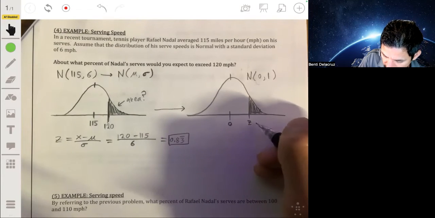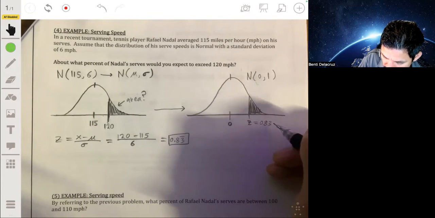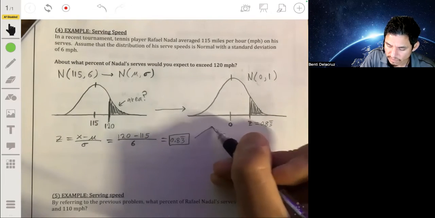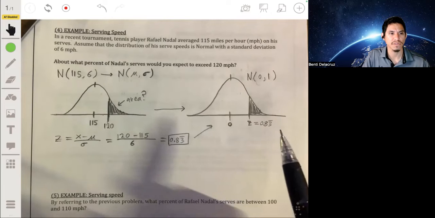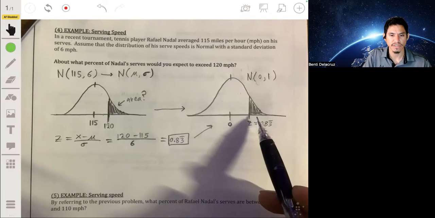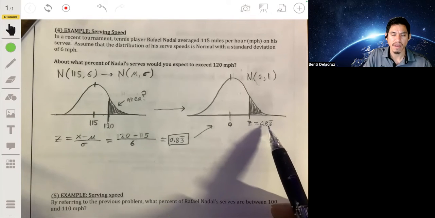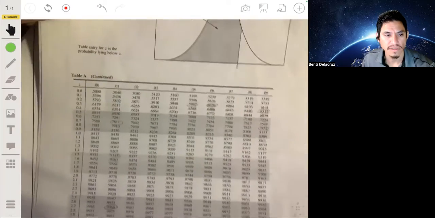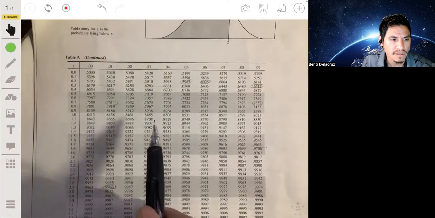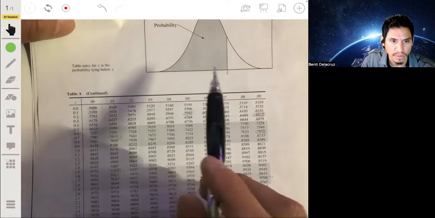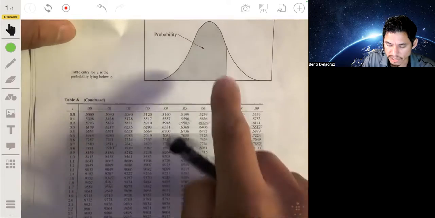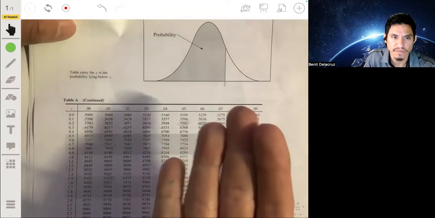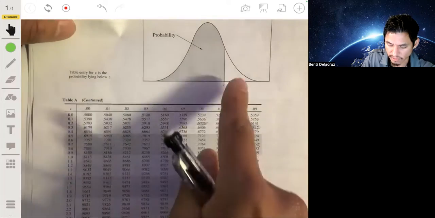So this Z value would be 0.833 repeating. So essentially, our problem becomes, what's the area to the right of the Z score of 0.833 repeating? And then for that, it becomes simple. We just go to our normal table A. Again, when we're looking at this table that shows the area to the left, if we find the area to the left of Z, we can simply subtract that from 1 to find the area to the right.